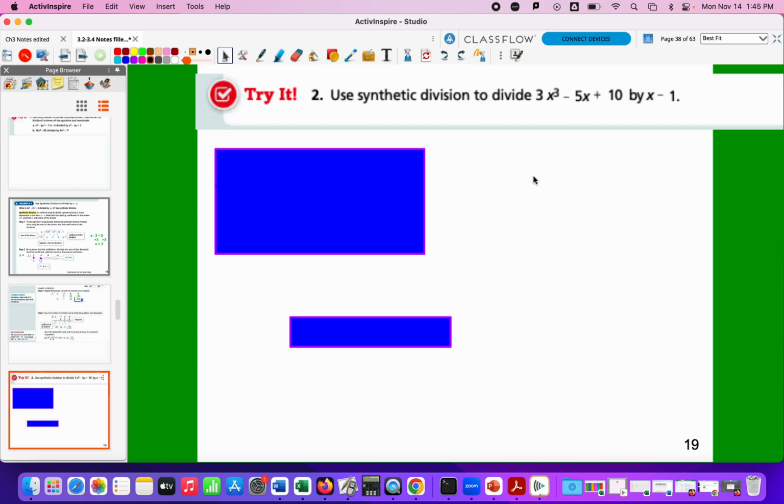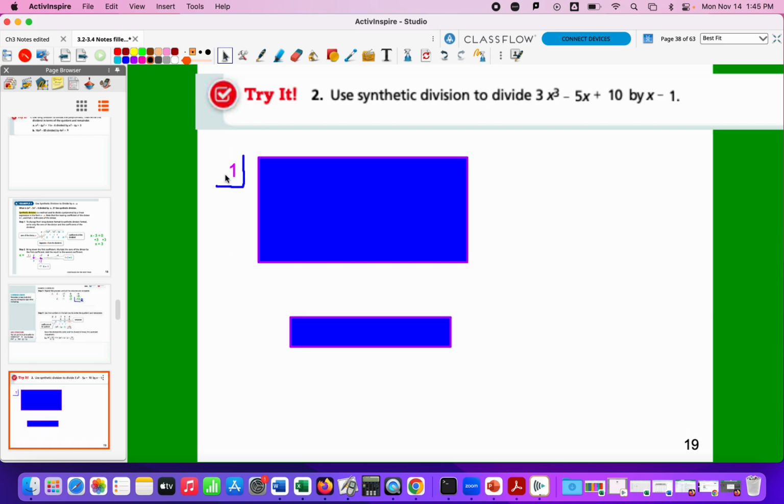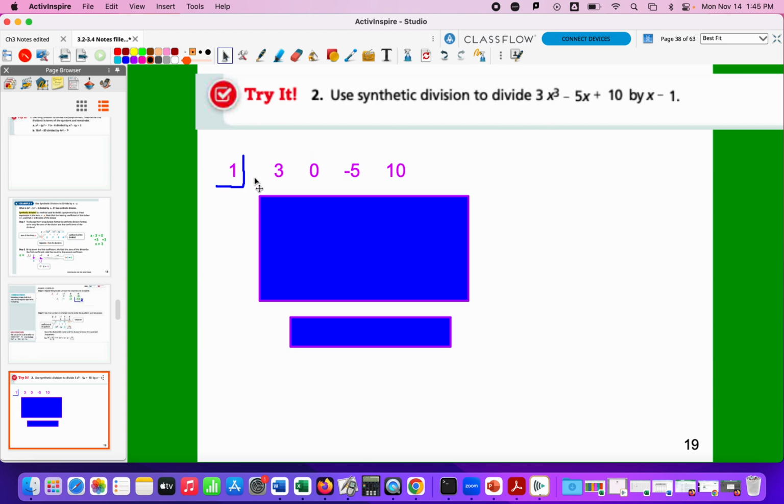Let's try that again. Here's another example. First things first, I have x minus 1, so I put what x is equal to, so that would be x equals a positive 1. I would add the 1 over. My numbers are going to be a 3, but they don't have the x squared term, so I'm going to put a placeholder 0, then negative 5, then 10.